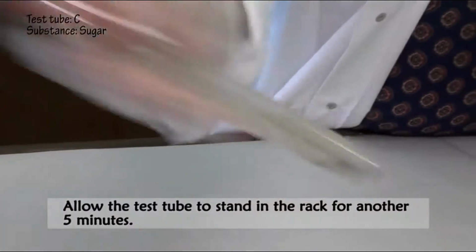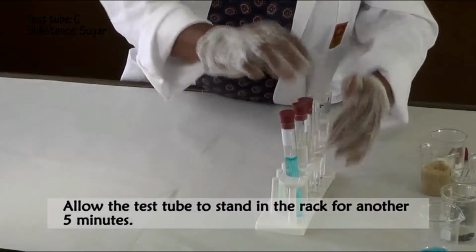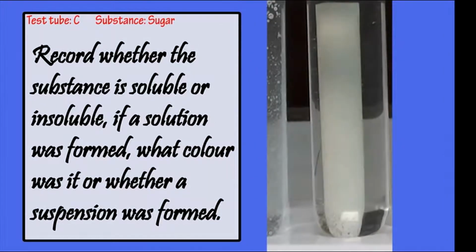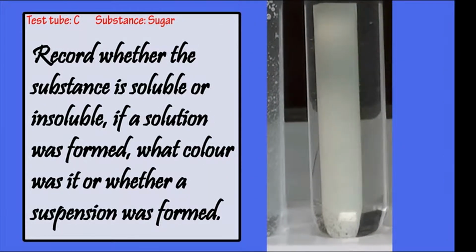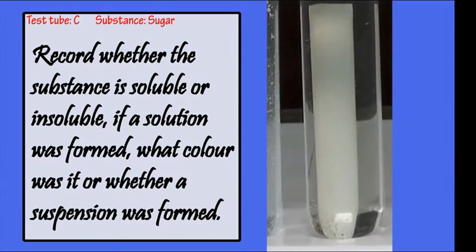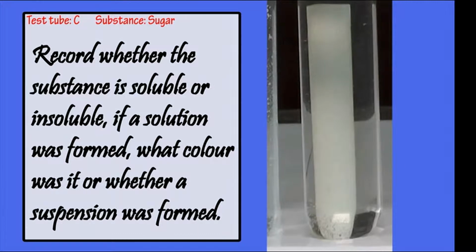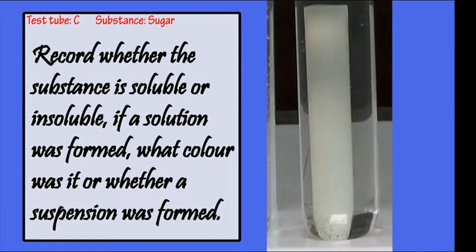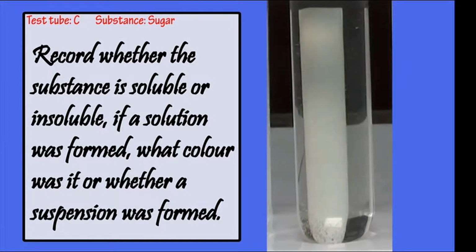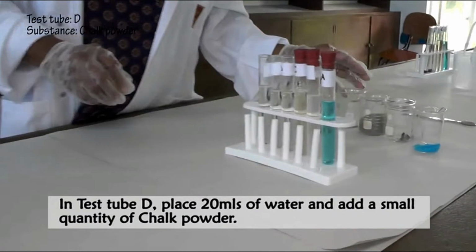Now leave it for a while on the rack to see if any of the substances has formed at the bottom. Then, as you've done for the first two, record to see if the substance is soluble or insoluble. If a solution was formed, write down the color as well and whether a suspension was formed.